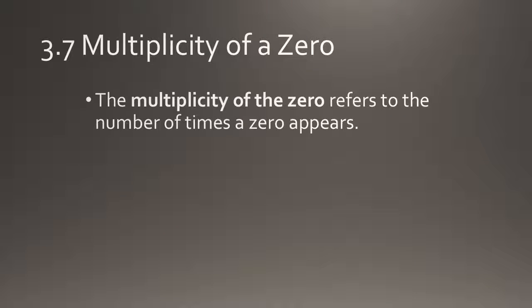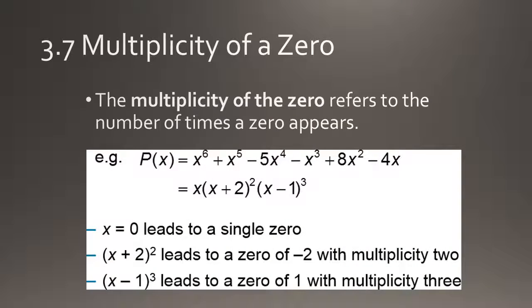Okay, multiplicity of a zero refers to how many times the zero appears as a solution. For example, if you were to factor this 6-degree polynomial, you would get x times x plus 2 squared times x minus 3 to the third. We only have 3 distinct or unique solutions. We have x equals 0, x equals negative 2, and x equals 3.